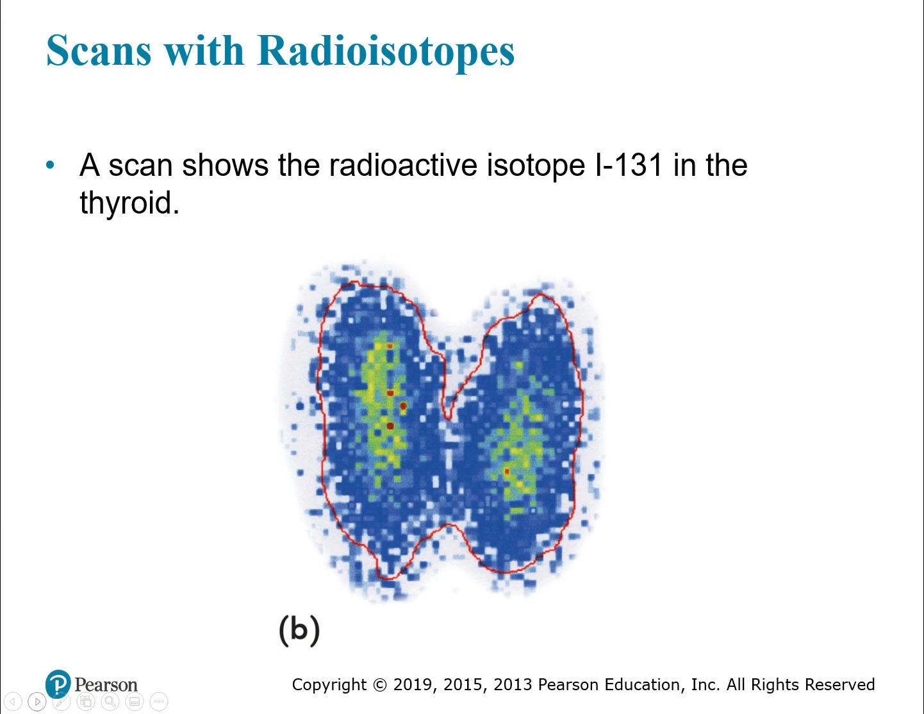This is essentially a heat map. So the more red something is, the more you're seeing that radioactive isotope emit. So you're seeing the greens and the yellows and the reds. That's where you're seeing your isotope. The blue, you're not really seeing much.